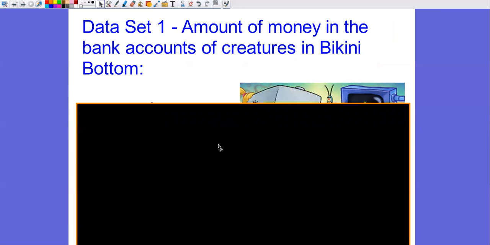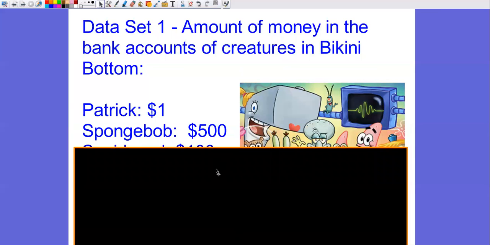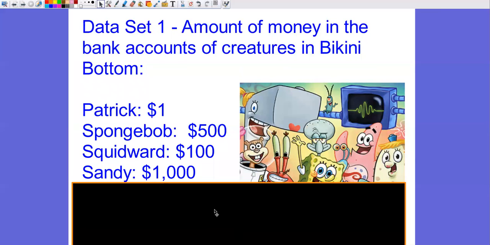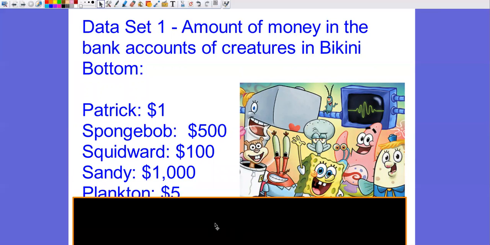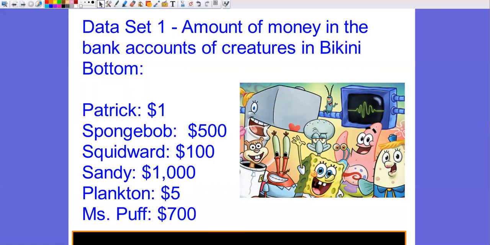Okay, let's see. We have Patrick has $1 in his bank account. SpongeBob, who's a good saver, has $500. Squidward has $100. Sandy has $1,000. It's all that science and math she knows. Plankton has $5, and Miss Puff has $700.